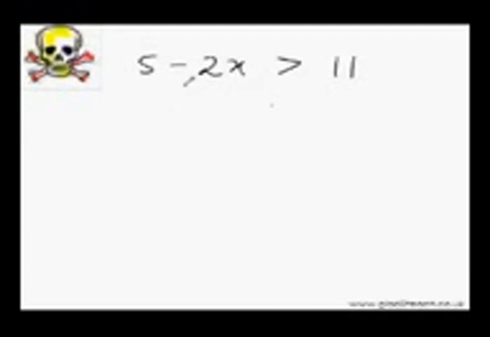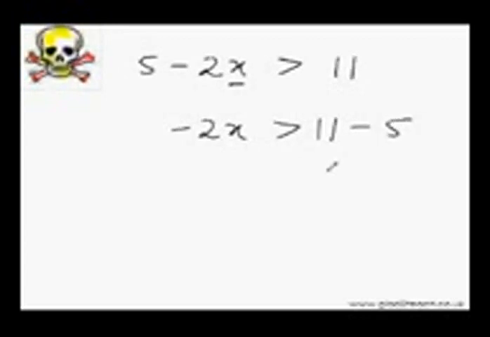Like we always do, we take everything to the other side other than this x. x remains here, everything else goes to the other side. So first this positive 5 goes to the other side, so it becomes negative 5. So we would have minus 2x greater than 11 minus 5. 11 minus 5 is 6. We will have minus 2x greater than 6. Now this is the accident prone area.